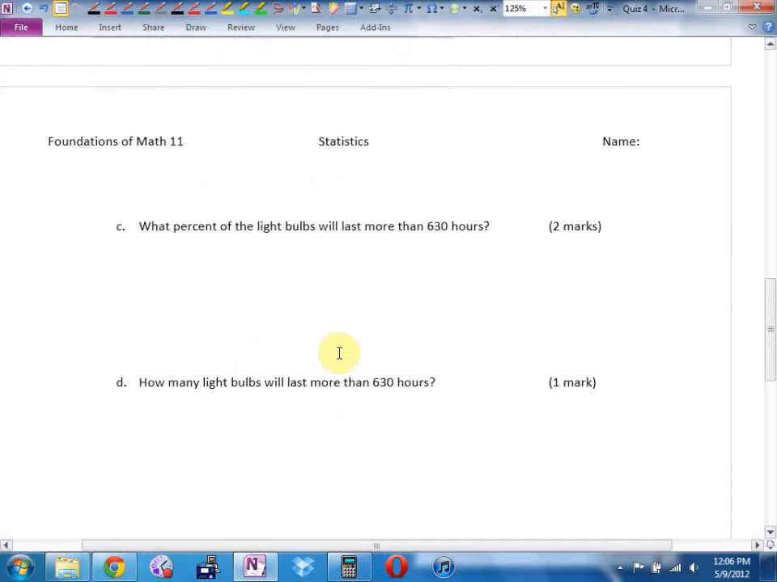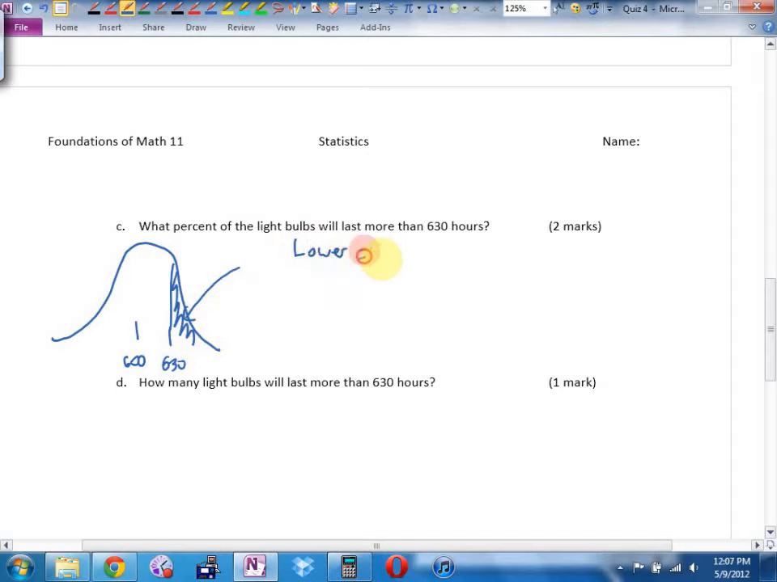What percent of the light bulbs will last more than 630 hours? Once again, I'm going to draw a normal curve. There's 600. There's 630 over there somewhere. Color it in. I want that area there. My lower value is 630. Upper, positive 10 to the 99th power. Standard deviation was 35. And the mean was 600.